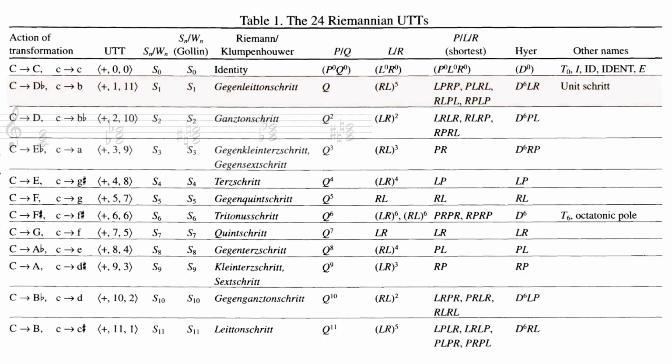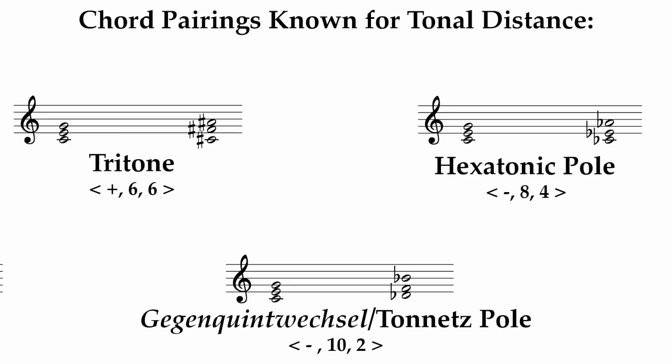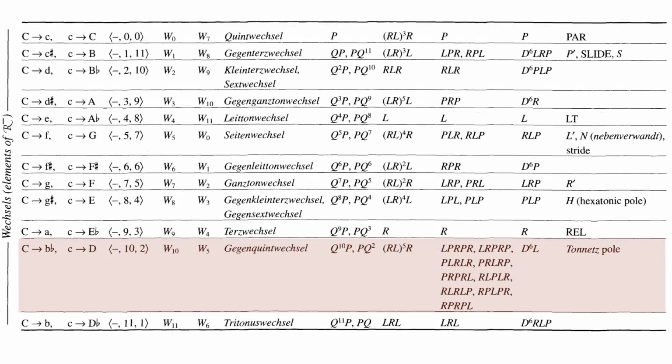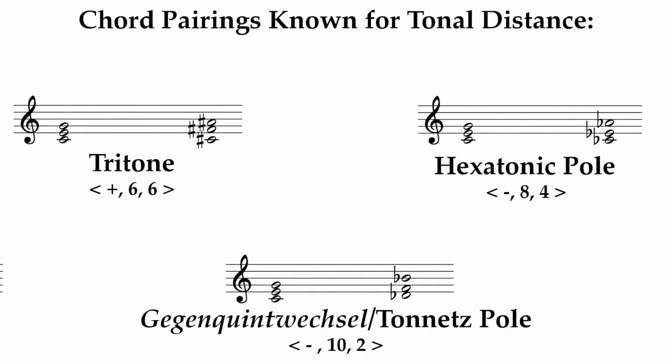This allows us to measure the furthest possible point away from the input chord. Tonally, we think of the tritone as the biggest tonal shift. And you might think that the H relationship we looked at earlier was pretty wild. But according to this table, the Gegenquintwechsel, which transforms C major into B flat minor and back, is the furthest any 2 chords can be.